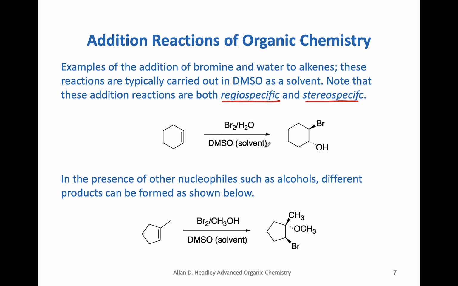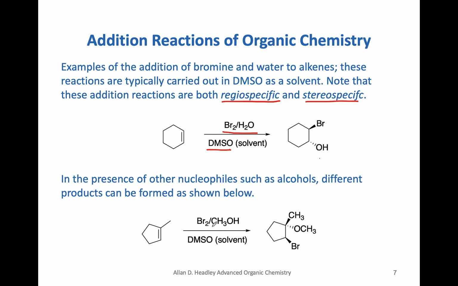Regio means region of the molecule where the reaction occurs, specific regions. And stereospecific means forming a particular stereochemistry as a product. So here we have bromine in the presence of water. DMSO is typically used as a solvent because it will not react with that bromonium ion. So you can see here you get the trans product.